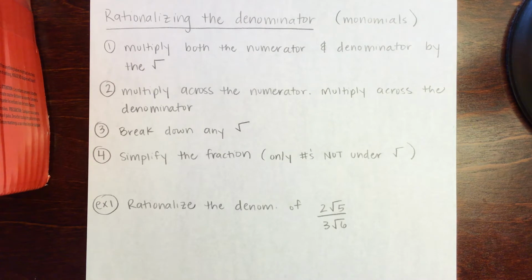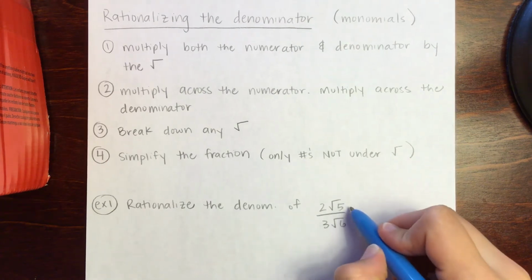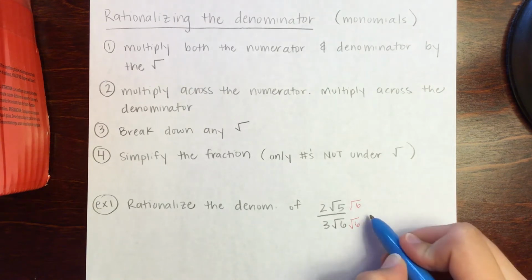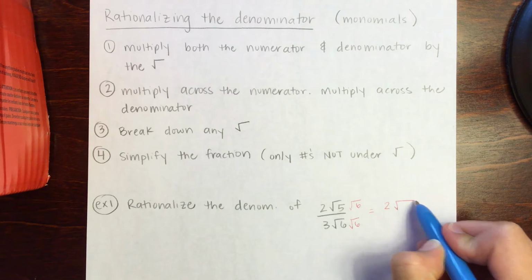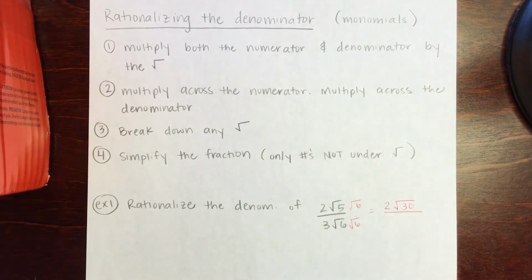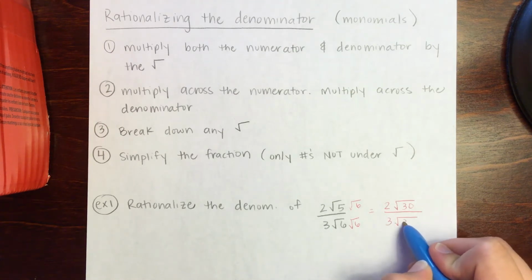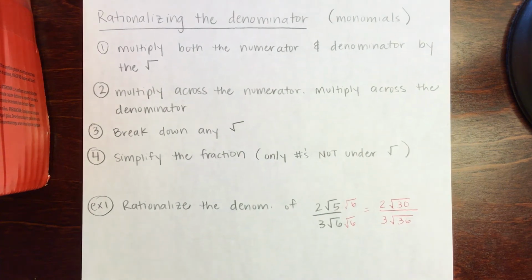Rationalize the denominator of 2 square root 5 over 3 square root 6. Okay, this square root 6 is my problem, so I'm going to multiply both the numerator and the denominator by square root 6. If I multiply across the top, the 2 stays on the outside, and 5 and 6 are both under my square root, so I can multiply them together to get 30. In the denominator, the 3 stays on the outside, and 6 and 6 are both under my square root, and I get square root 36.